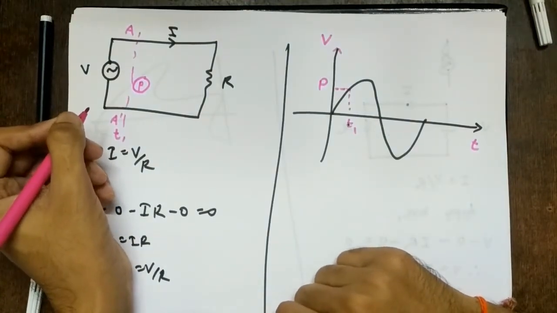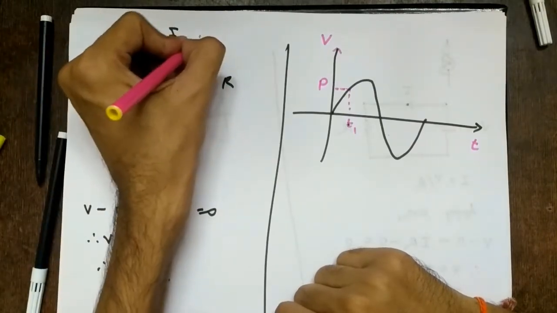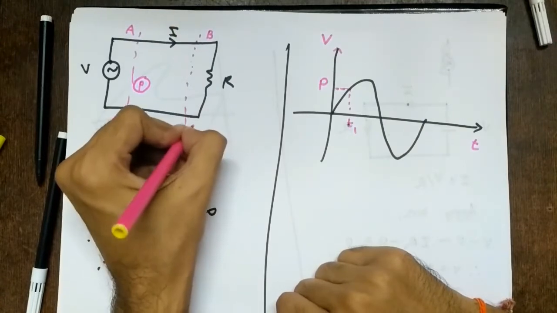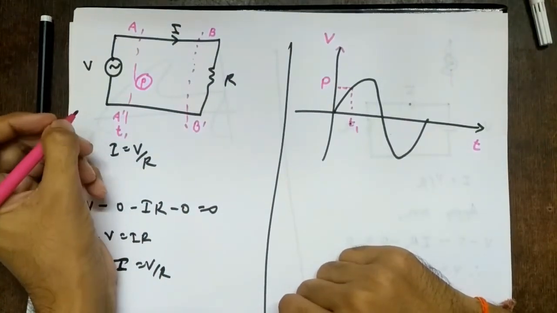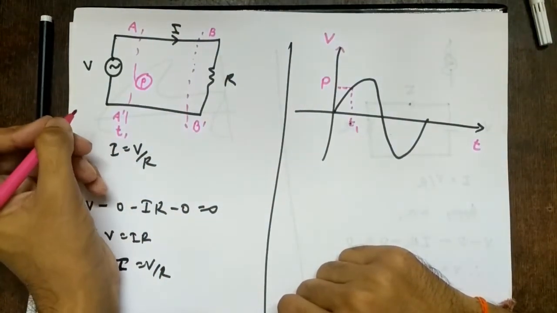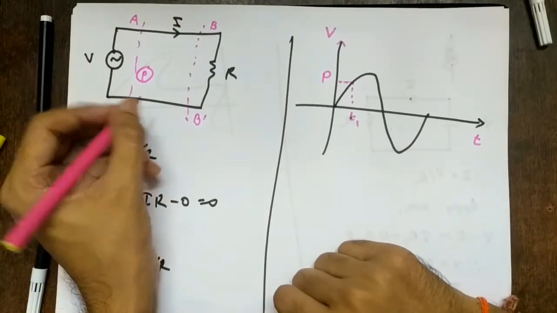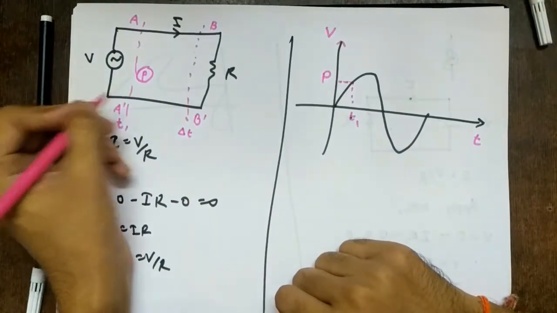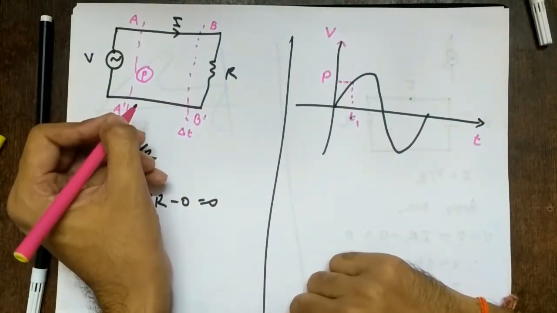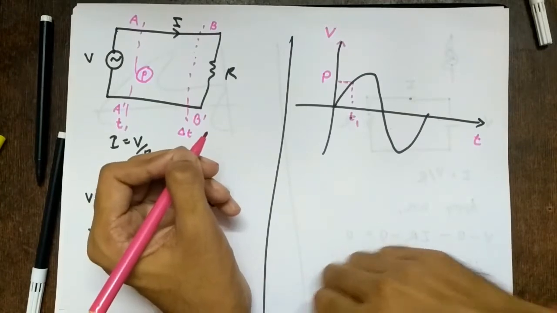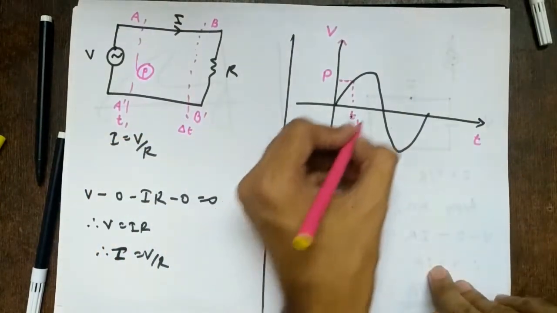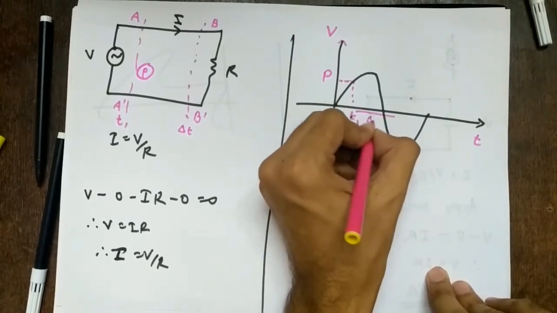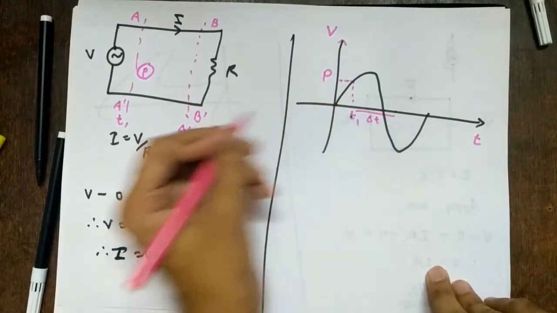So next what I do is I measure the voltage at a different location, which is BB prime, and obviously at a different time, okay? Let's say the time difference is delta t. After a time delta t I am measuring the voltage. So since I am measuring the voltage after a time delta t, let's say this is delta t, so I am somewhere over here, right?